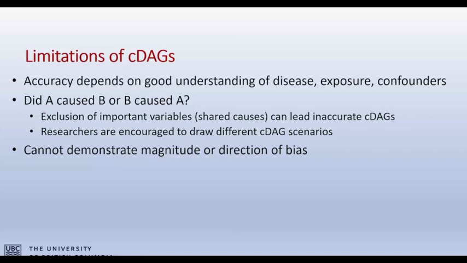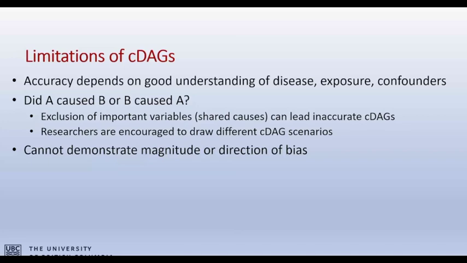Of course, there are limitations as well. An accurate DAG should have all the shared causes for that question, and sometimes we simply just don't have enough information about a specific question to know whether a variable is a confounder or plays any role on the causal diagram. Sometimes we really don't know the relation between two variables. Did A cause B, or is the arrow the other way around?